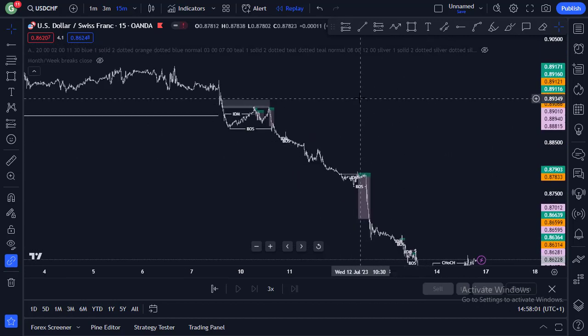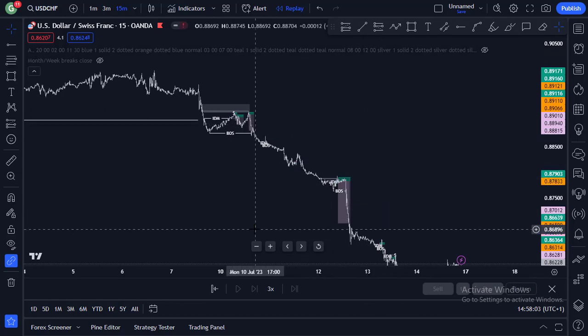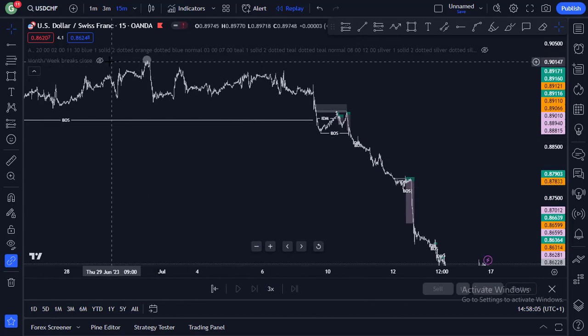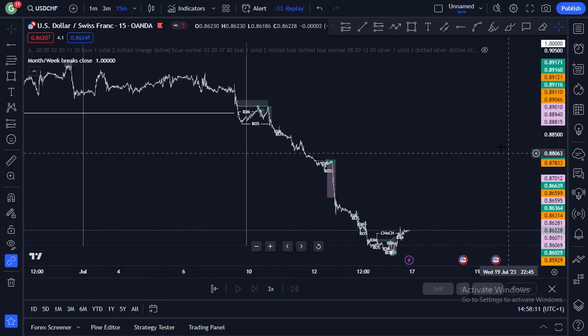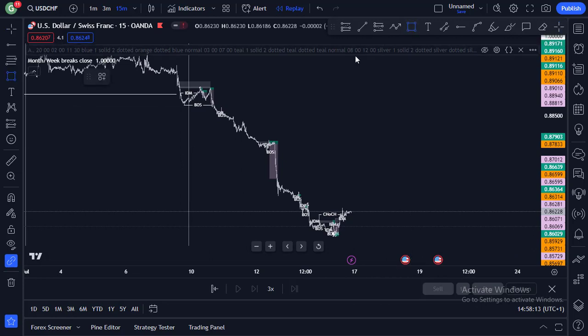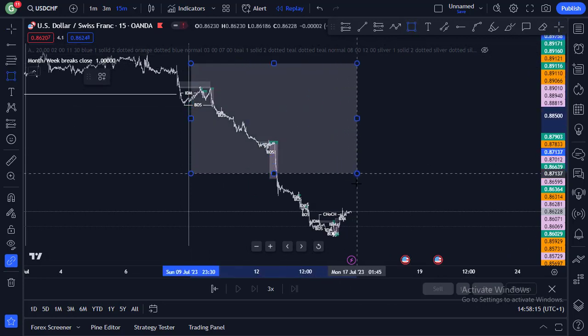All right, the first thing I like to do when I come to the chart to backtest is I want to look for this indicator and turn it on, the month week break. So I turn this indicator on. It helps me understand where the beginning of the week is, so I can backtest the whole of this price action from this point to the end.